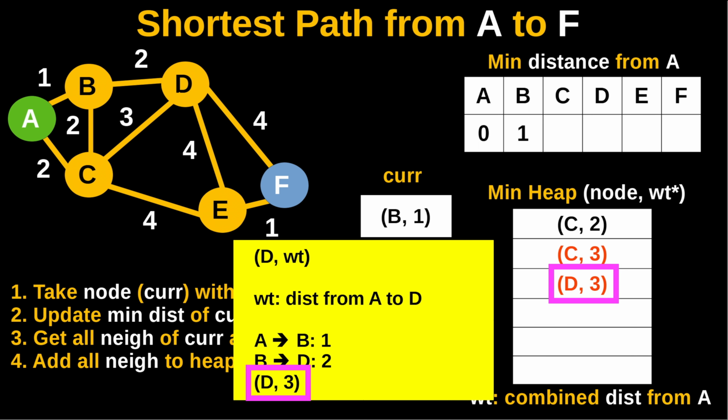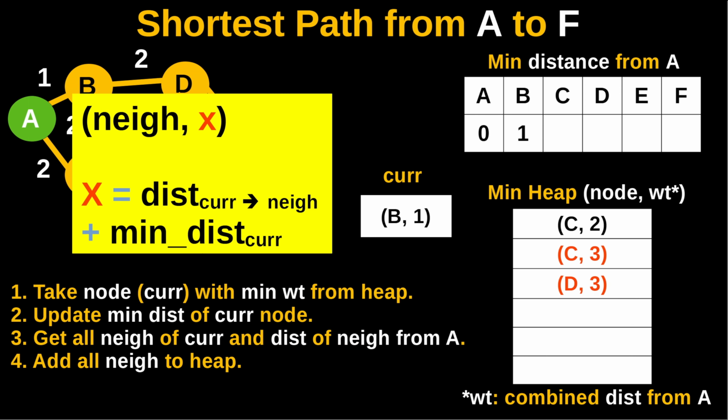So the tuple D3 goes onto the heap. Just to summarize this part, when we make a tuple for the neighbor, the weight inside the tuple comprises the distance between the current node to the neighbor's node, which we're going to consult the graph, and also the minimum distance of the current node to the source node. For this distance, we can either consult the minimum distance table or the value in the current tuple here. In all the future iterations, I would just use this value in the current tuple.